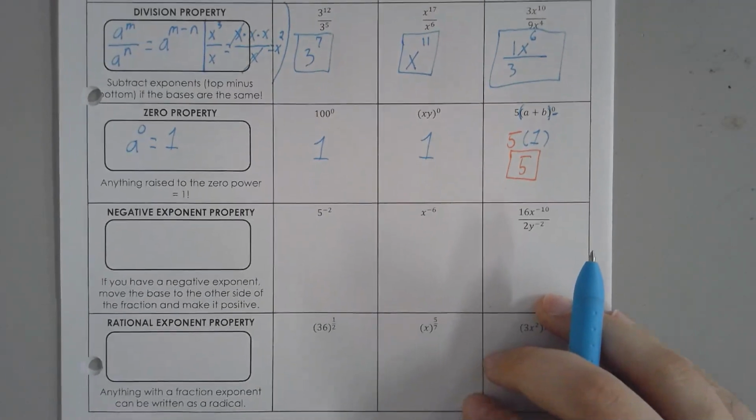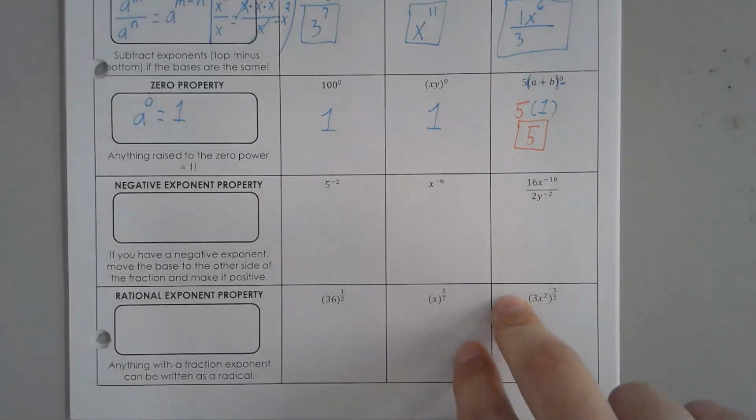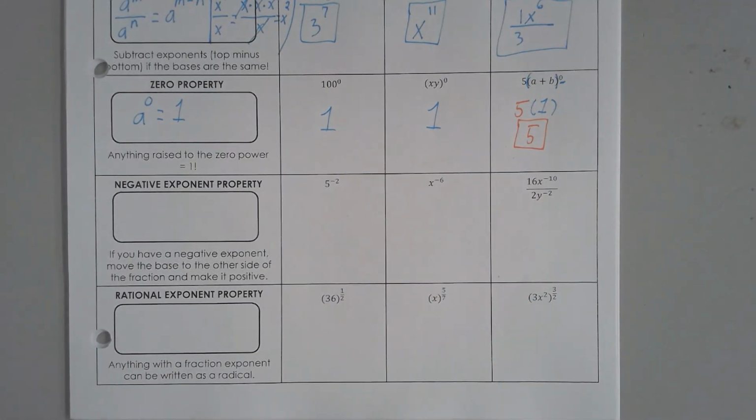Alright, so really the first 3 you've probably seen a little bit of. 0 property, maybe, maybe not. These last 2 might be completely new to you. So this next one's called the negative exponent property.